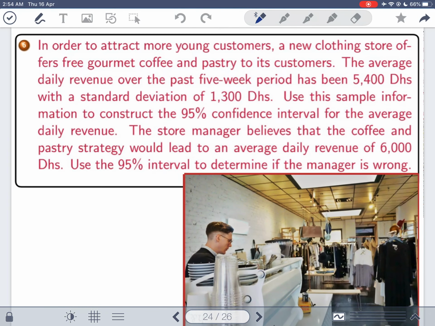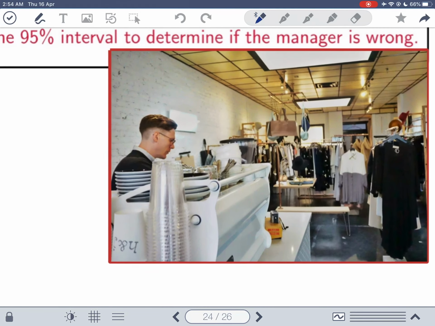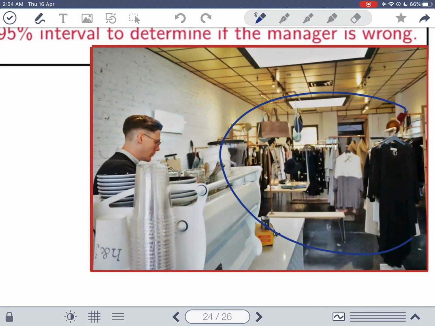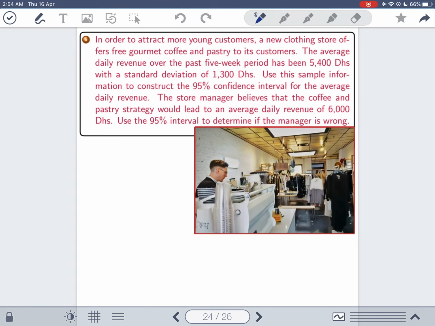So let's do this last one. Okay, so what is the question? In order to attract more young customers, a new clothing store offers free gourmet coffee and pastry to its customers. You know how long it took me to find a store that sells clothes, and seems that there is an abaya here, and at the same time is selling coffee. Okay, I was so lucky to find it.